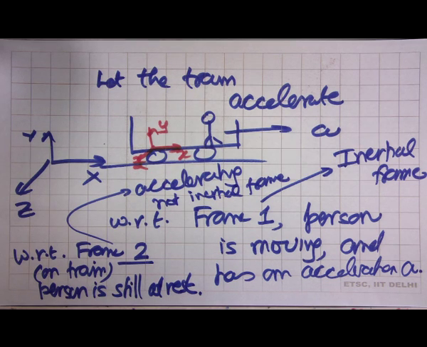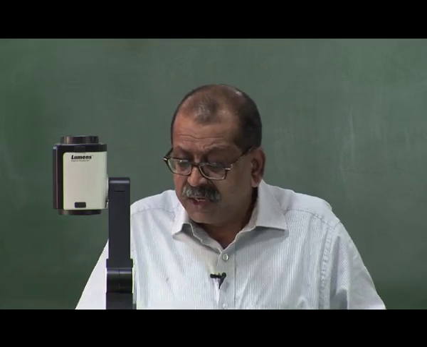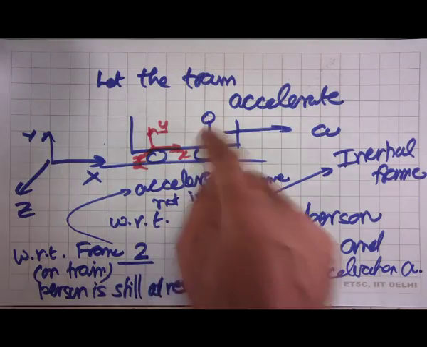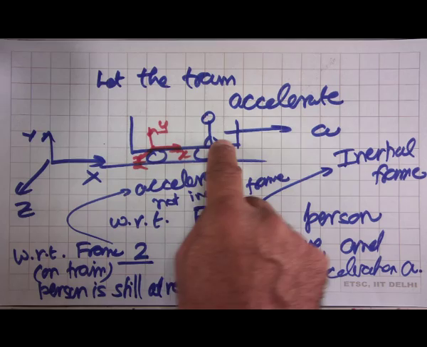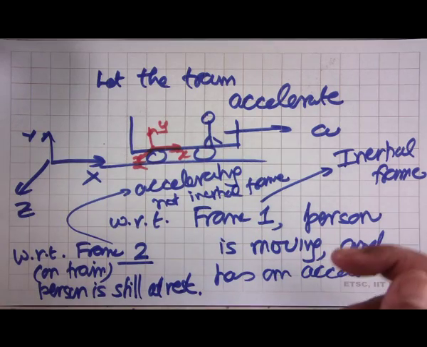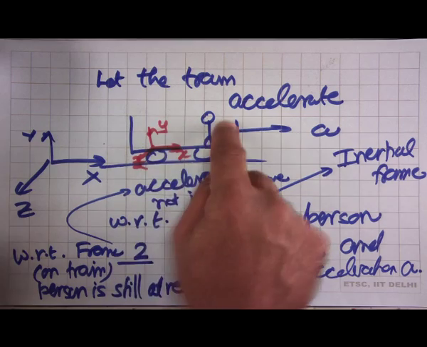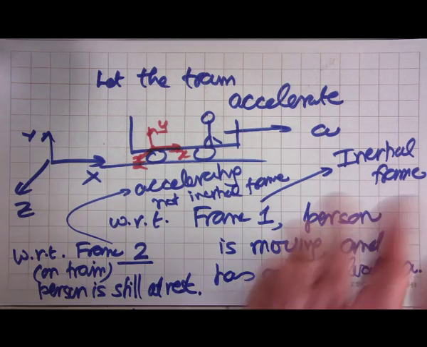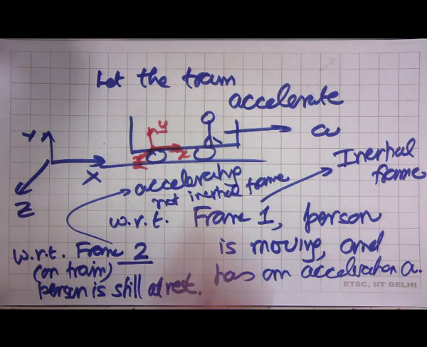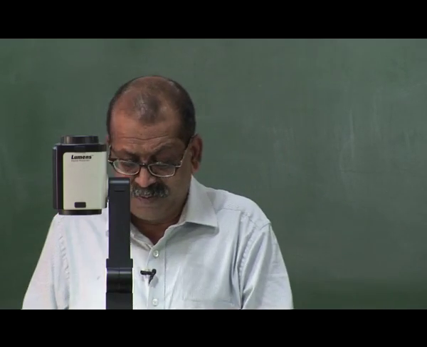So, therefore, for Newton's laws to be valid, when we look at this person with respect to an inertial frame, the person is moving. That means the person is accelerating. So, therefore, there has to be some force acting on this person which will cause it to accelerate. Had we looked at this person from frame 2, we would have said the person is not accelerating, so therefore there should be no force. But there has to be a force because frame 2 is not an inertial frame of reference.